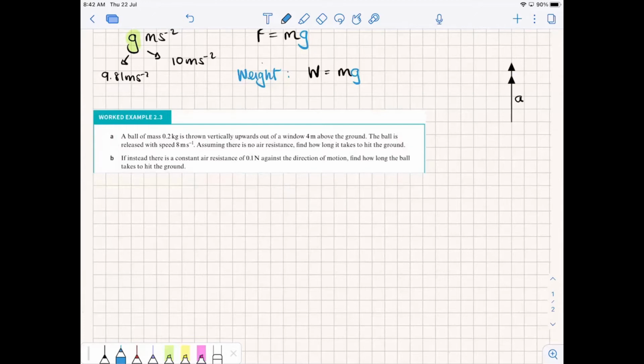Let's have a look at part A. It says a ball has a mass of 0.2 kilograms. It's thrown vertically upwards out of a window that is 4 meters above the ground. So you stuck your hand out the window on the second floor and threw the ball up into the air. The ball is released with a speed of 8 meters per second. And very important, they're saying here, assuming there is no air resistance, find out how long it takes to hit the ground.